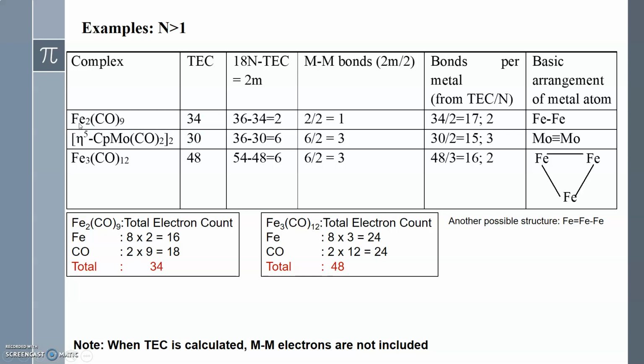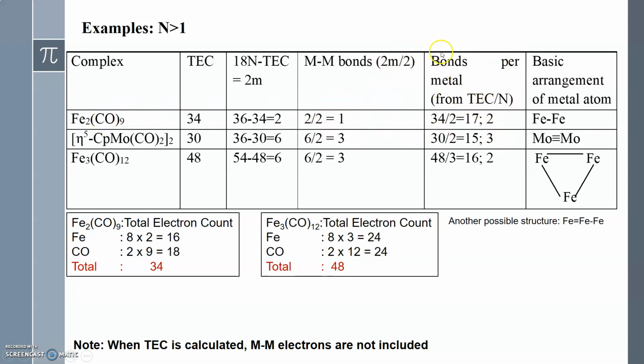So now how are we going to proceed with the problem? We'll see how this gets solved. Now 18n minus TEC is equal to 2m. So 18 into 2 is 36, because each iron will try to achieve the 18 electron configuration. So 36 minus 34 is equal to 2. So there are 2 electrons contributed through the metal-metal bond. That means, divided by 2, there is one metal-metal bond present in this complex.